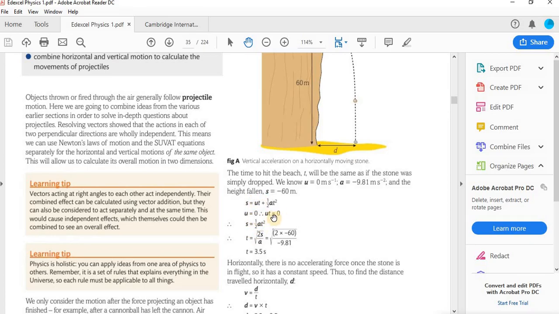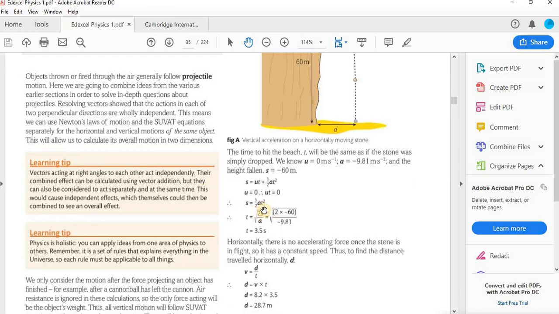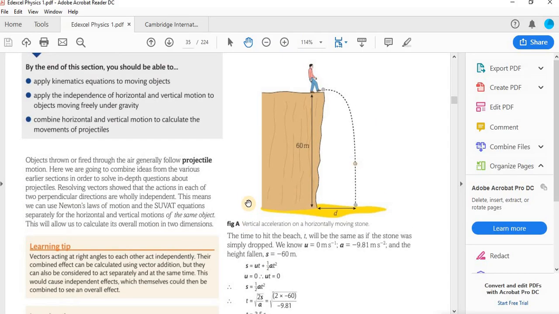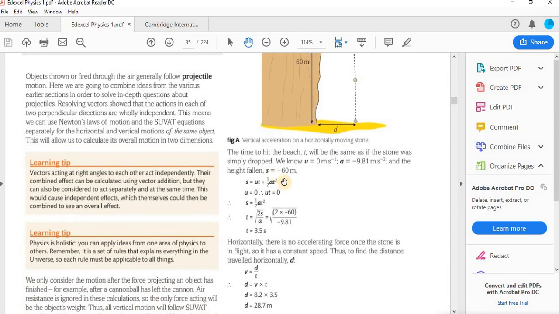You see here u is 0, so ut is 0, so the first term is 0. Then you get half at squared. Then we can make t the subject of the equation: t equals 2s over a. Since we are applying this in the vertical direction, they have given us the vertical height through which it falls, which is 60 meters. So we can substitute 60.